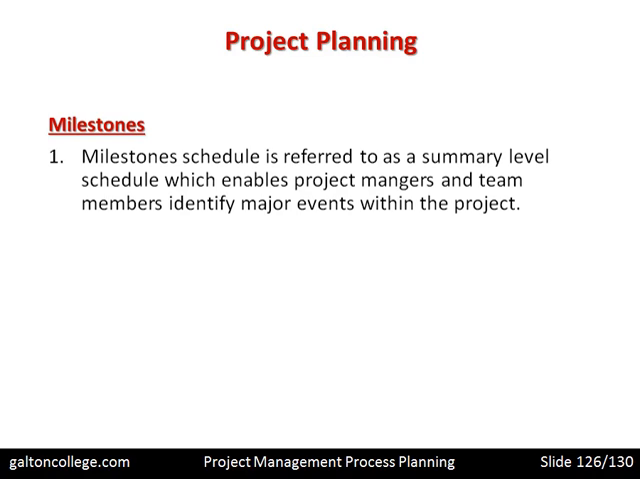The milestones schedule is transferred to a summary level schedule, which enables project managers and team members to identify major events within the project. It's a summary of the schedule. In other words, everything up to that phase, up to that time, has been completed, and it should have been completed effectively and properly. Once that's done, that can be set aside because it's completed, and then activities on the next stage or the next phase can take place. And the separating point is the milestone.